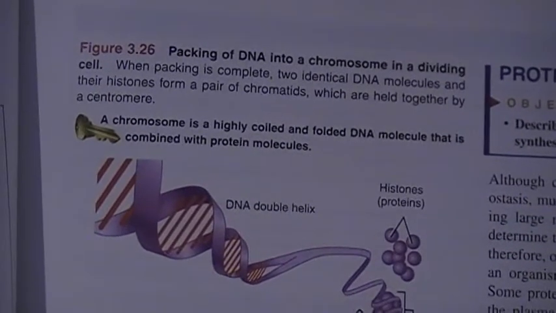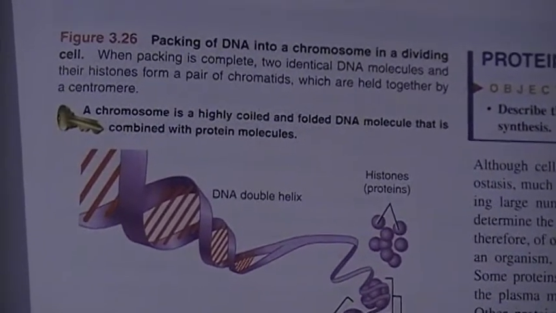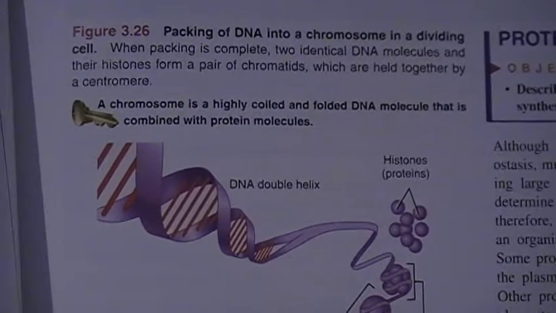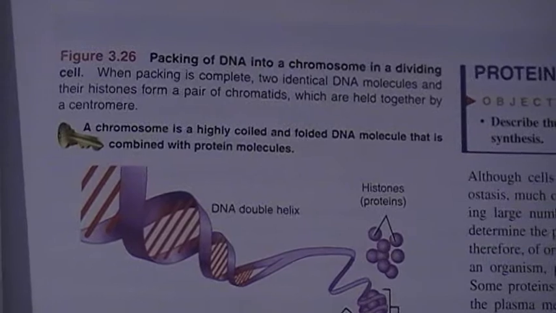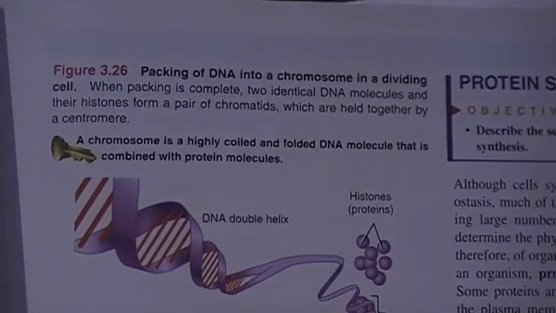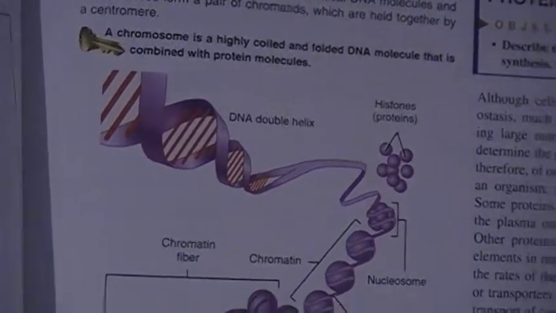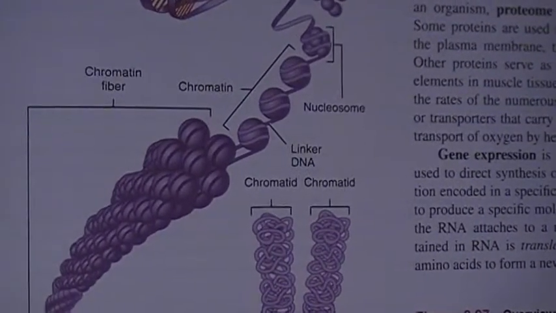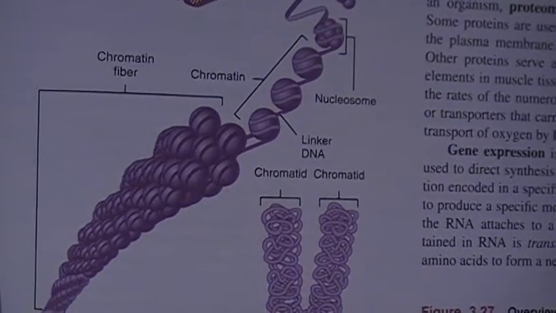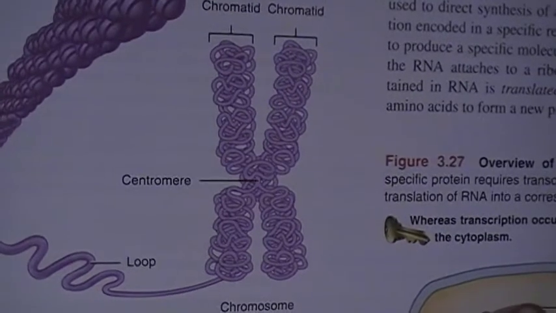When packaging is complete, 2 identical DNA molecules and their histones form a pair of chromatids, which are held together by a centromere.